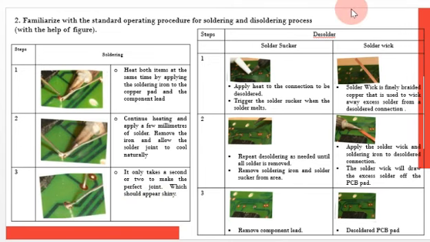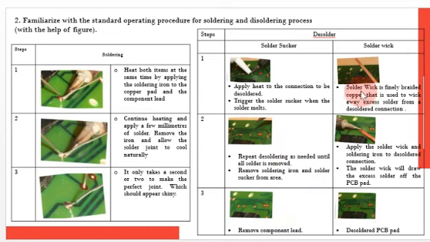shiny. And for desoldering, there are two types, which is to use a solder sucker or solder wick. Step 1 for solder sucker is to apply heat to the connection to be desoldered, then trigger the solder sucker when the solder melts. Step 2 is to repeat desoldering as needed until all the solder is removed. Step 3, remove the component lead.